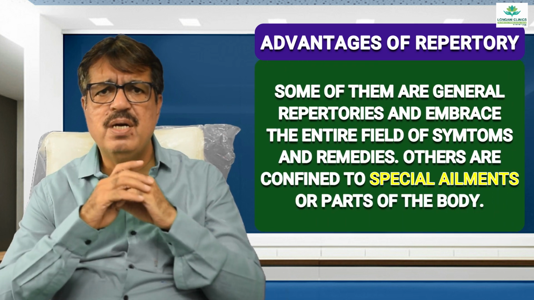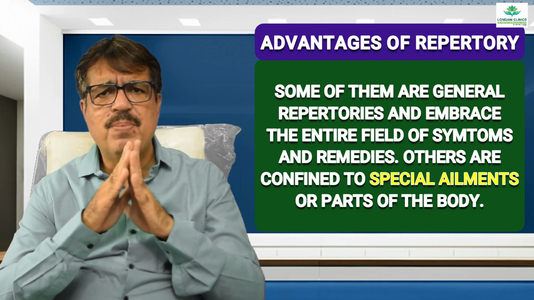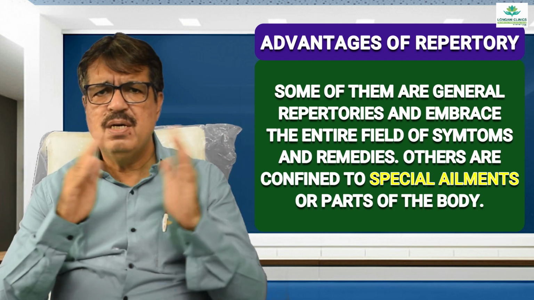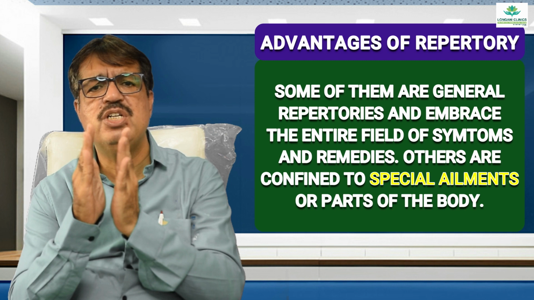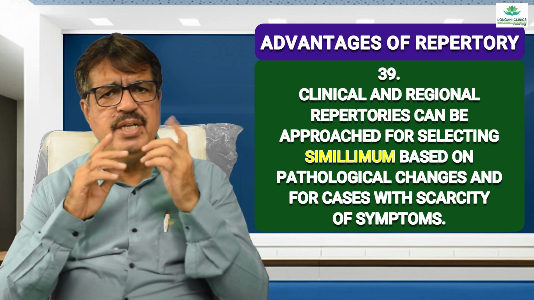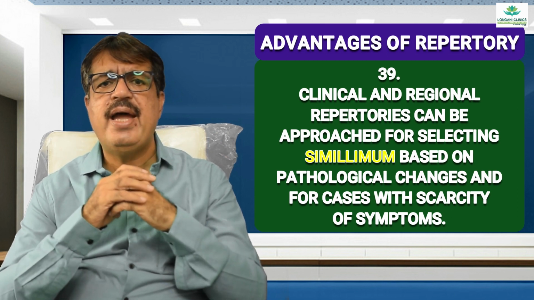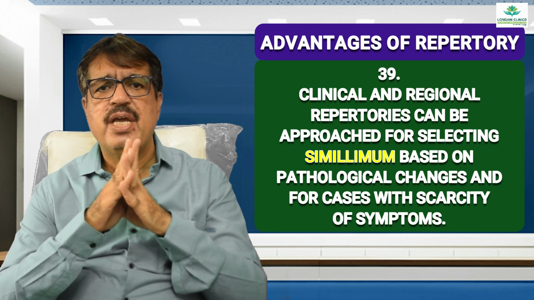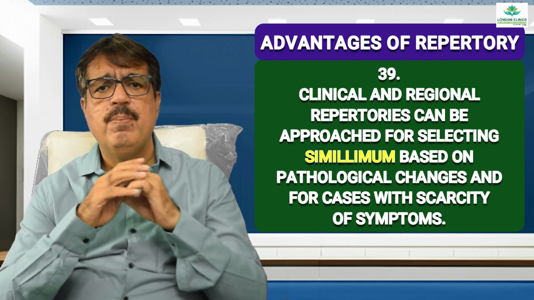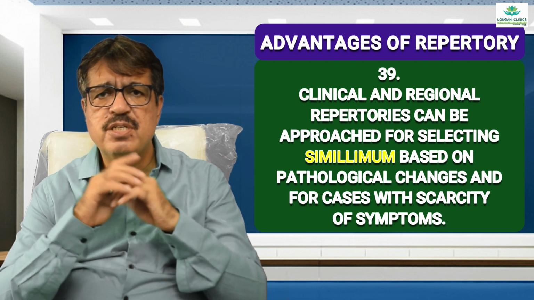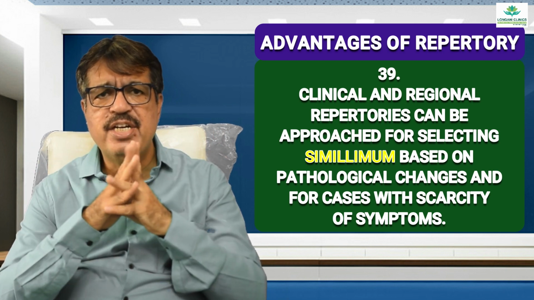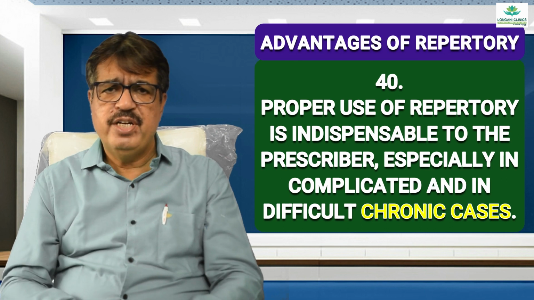Some of them are general repertories and embrace the entire field of symptoms and remedies. Others are confined to special elements or parts of the body. 39th one. Clinical and regional repertories can be approached for selecting the similimum based on pathological changes and for cases with scarcity of symptoms.